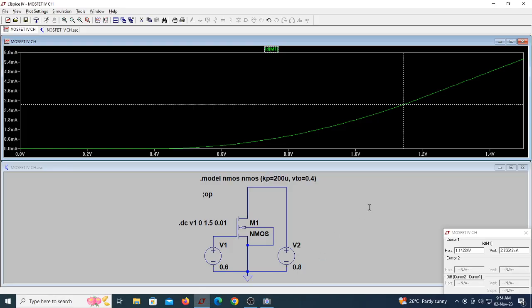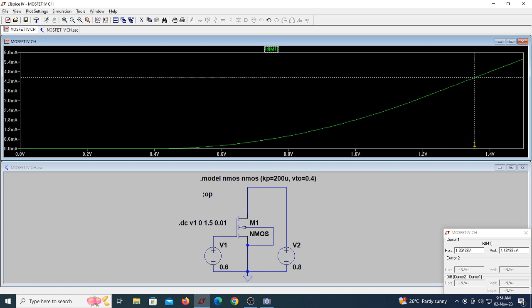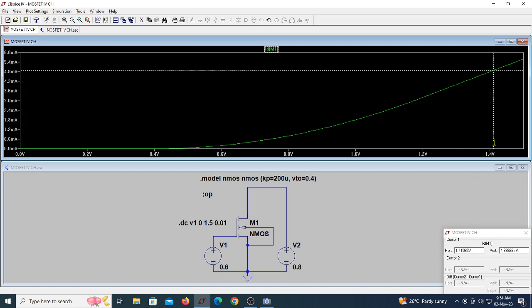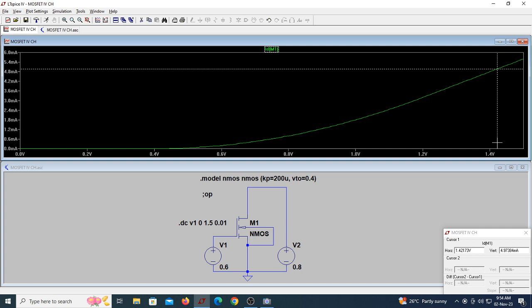Let me go over here somewhere. I just try to make the MOSFET operate in the linear region. Let me make it at 1.42. So let me take the readings. VGS is equal to 1.421, whereas ID is 4.97 milliampere. What is the VDS? It is the same, 0.8.